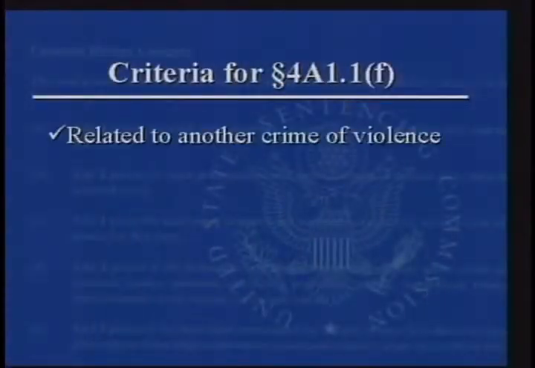Okay, let's talk about the definition of a prior sentence. Okay, well, maybe we should talk about the criteria for... That would make sense, the related, all right. Related crimes of violence. Let's figure out how you know that you have a related case under a crime of violence. Okay, first of all, they have to be related to another crime of violence.